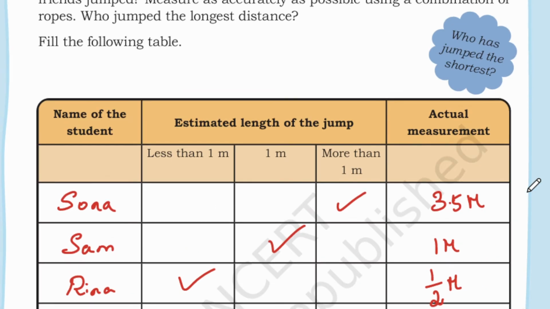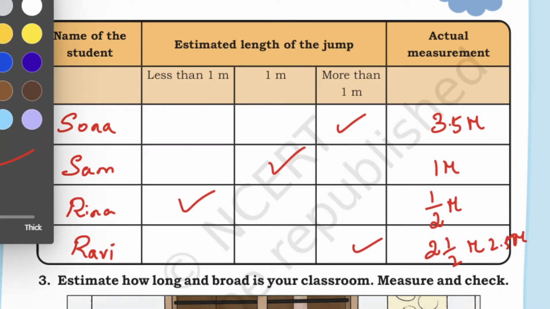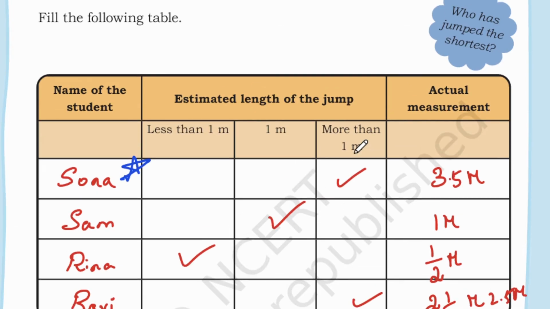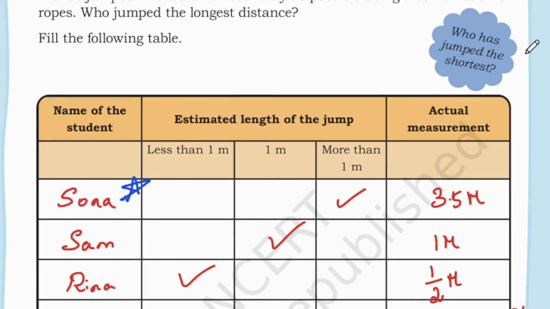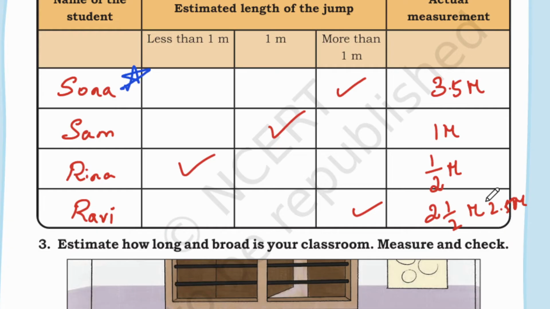Okay, now we have to find out who won the race. How far have your friends jumped? Measure as accurately as possible using the combination of ropes. Who jumped the longest distance? Sona jumped the longest distance. Okay, so this may vary, students. Who has jumped the shortest distance? The shortest distance is half meter. Reena is the shortest.